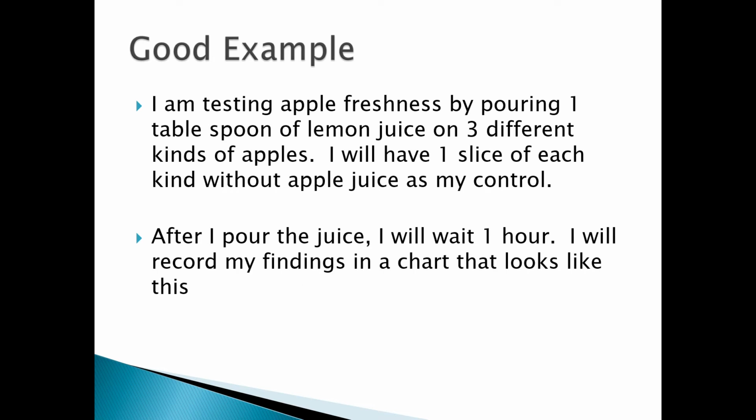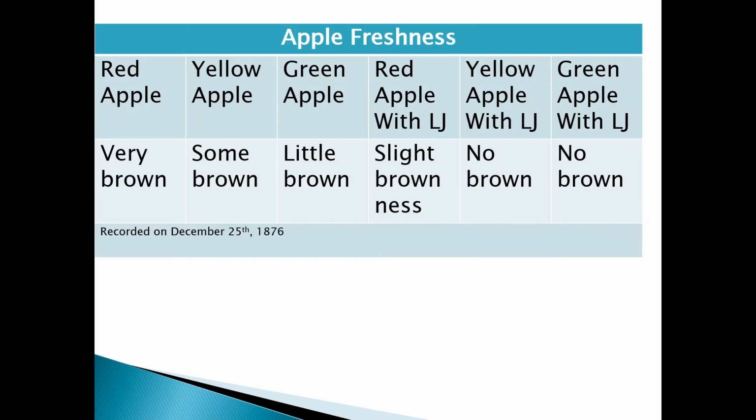So a good example, again, is apple freshness. I am testing apple freshness by pouring 1 tablespoon of lemon juice on 3 different kinds of apples. I will have 1 slice of each kind without lemon juice as my control. Excuse me, that should say lemon juice as my control. After I pour the juice, I will wait 1 hour. I will record my findings in a chart that looks like this.